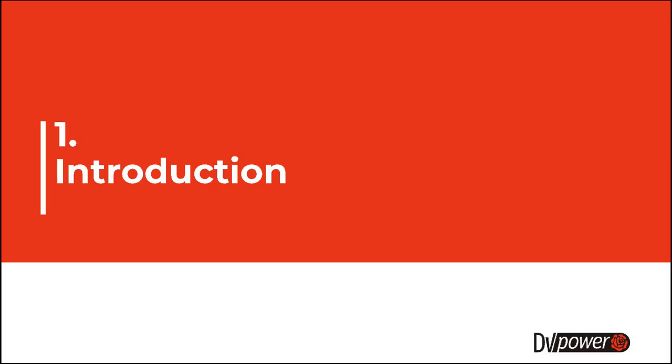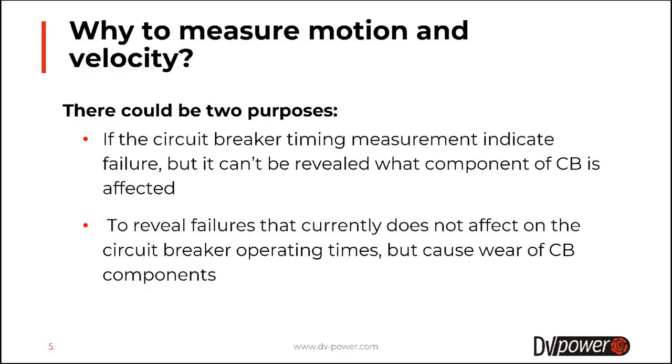Introduction part. There are two main reasons why motion and velocity are measured. Let's say in the circuit breaker, timing measurement indicates failure, but it cannot reveal by timing measurement itself what component of the circuit breaker is affected by the failure. And the second reason is to reveal failures that currently don't affect the circuit breaker operating time and performance, but cause wear of the circuit breaker moving components.